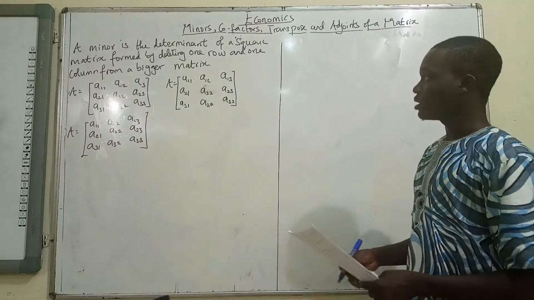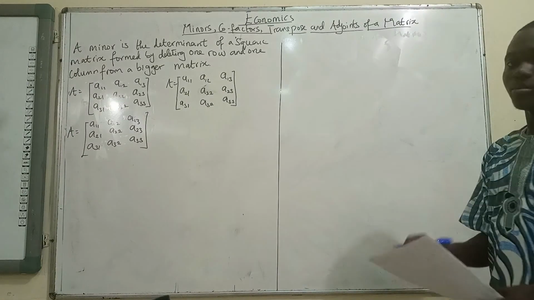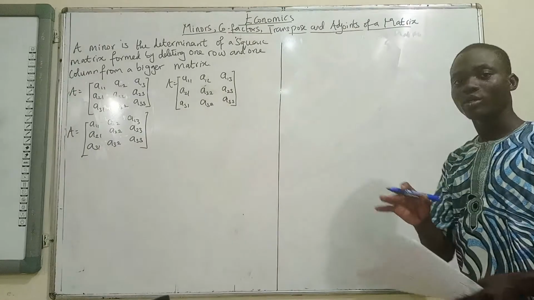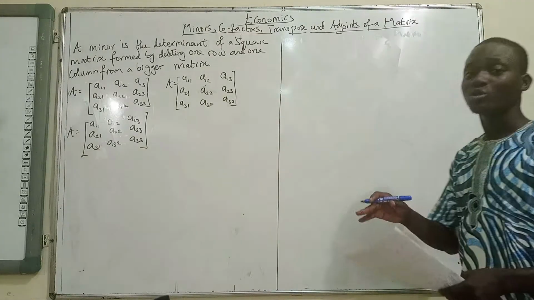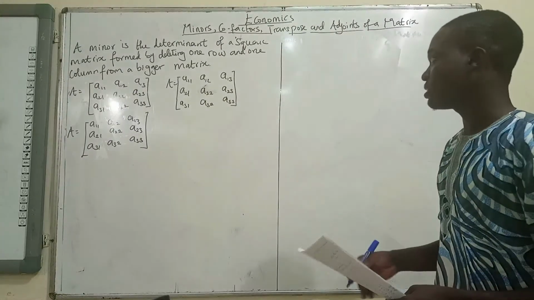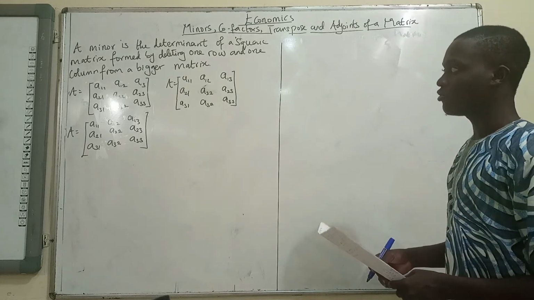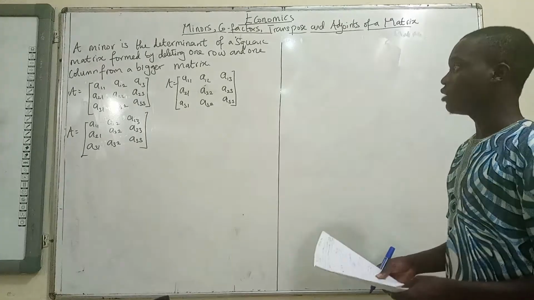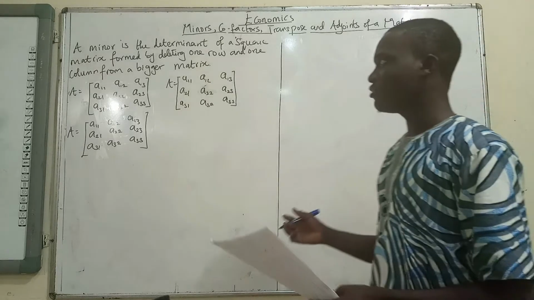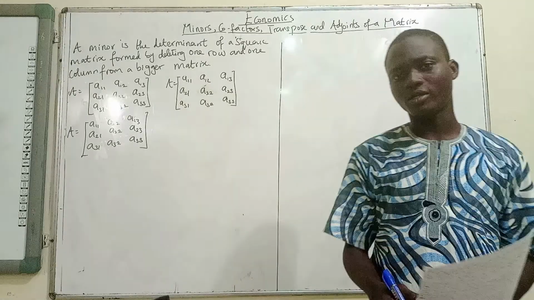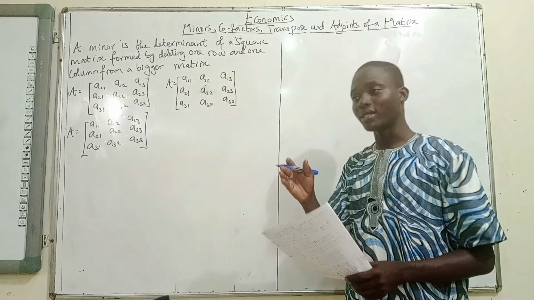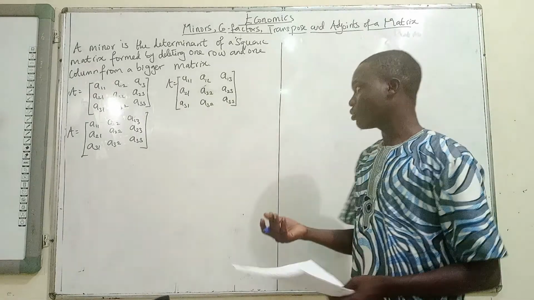Now, what is a minor? A minor is the determinant of a square matrix. So the matrix has to be a square matrix for you to be able to have a minor of it. A minor is the determinant of a square matrix formed by deleting one row and one column from a bigger matrix. Which is to tell you that you can't really find a minor of a 2 by 2 matrix, because by the time you delete one row and one column, what do you have left?